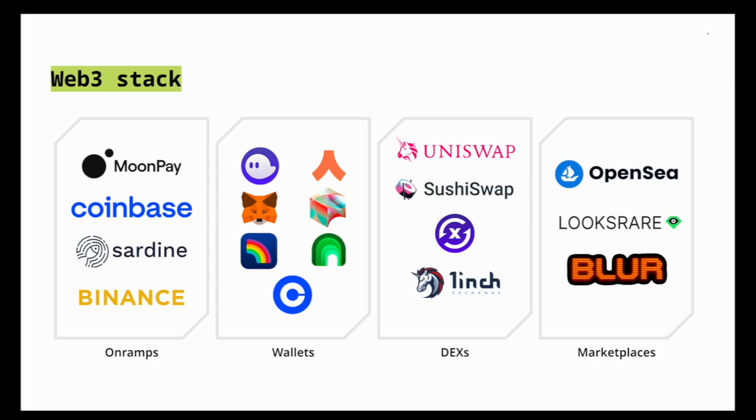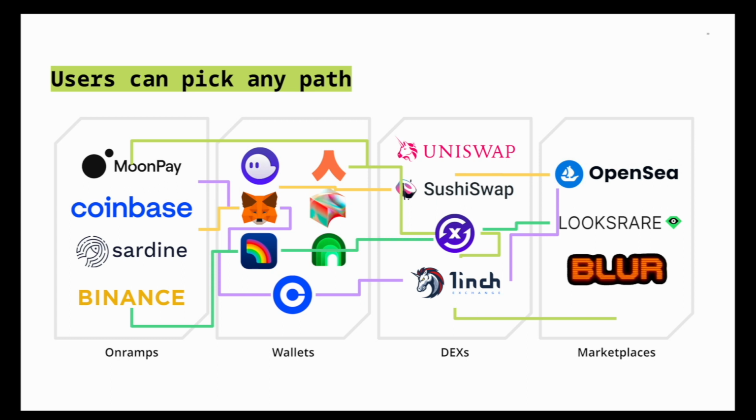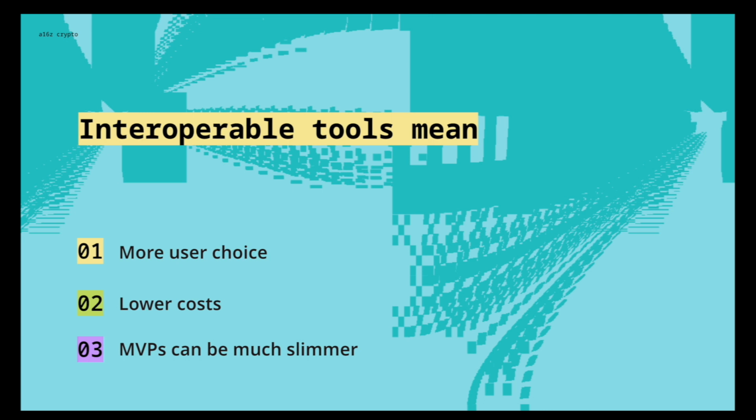Okay, so let's take a look at the Web3 stack. You know, we have on-ramps and wallets and DEXs and marketplaces. This is just one example of a user flow of someone that wants to buy and trade an NFT. And the amazing part about this is that a user can pick any path. They can use MoonPay with Argent and 1inch and Blur, or they can pick one of a million other paths. Remember, decentralization is protocols that can be accessed by interoperable tools built and run by anyone. What this leads to is total user control and choice and a ton of competition in the tools that we're using. Interoperable tools mean more user choice, lower costs for end users and for developers, and also that MVPs can be much slimmer. If you want to build an NFT marketplace, you don't also need to build fiat on-ramps and wallets and a DEX. You just need to focus on how you're providing value.